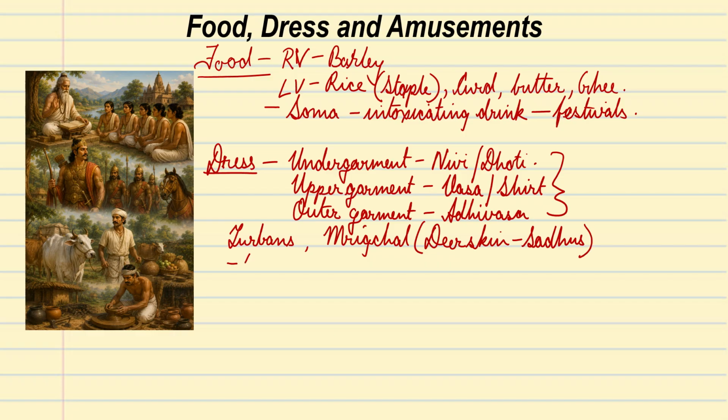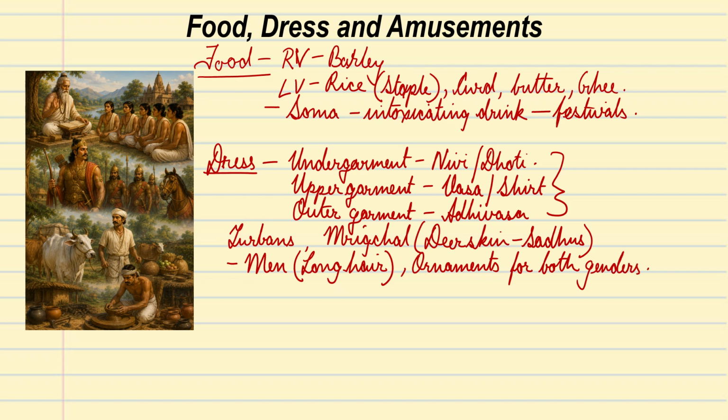Men kept long hair. Both men and women wore ornaments. So both genders wore a lot of ornaments. These ornaments were made of gold, silver, ivory, and precious stones. What were the ornaments? Earrings, rings, anklets, bracelets, everything was there in the ornaments.